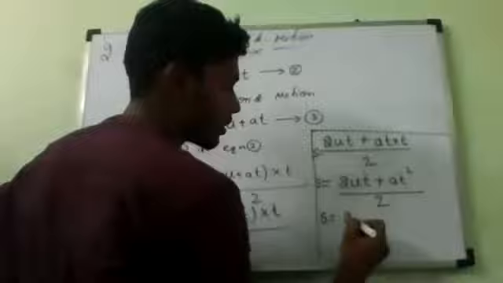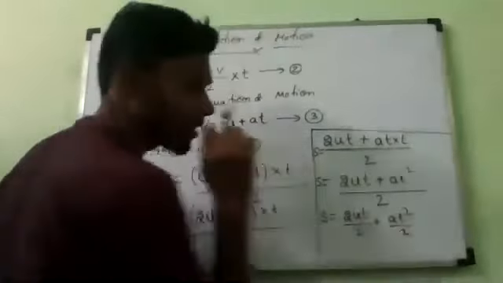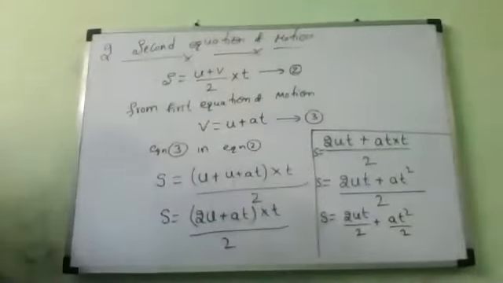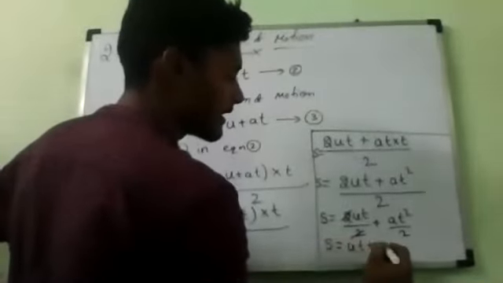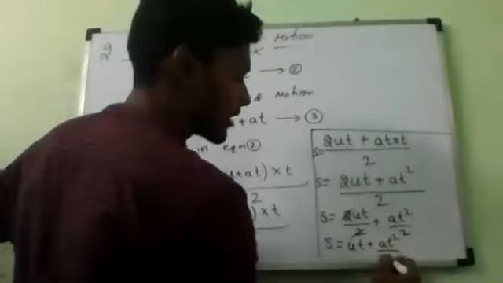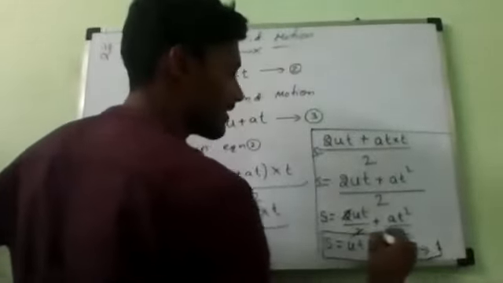S is equal to 2UT divided by 2 plus AT square divided by 2. Is it right or wrong? Will you accept it? Yes, sir. Then the 2 and 2 will get cancelled. So S equals UT plus AT square by 2. That is only our second equation. Is it right or wrong?